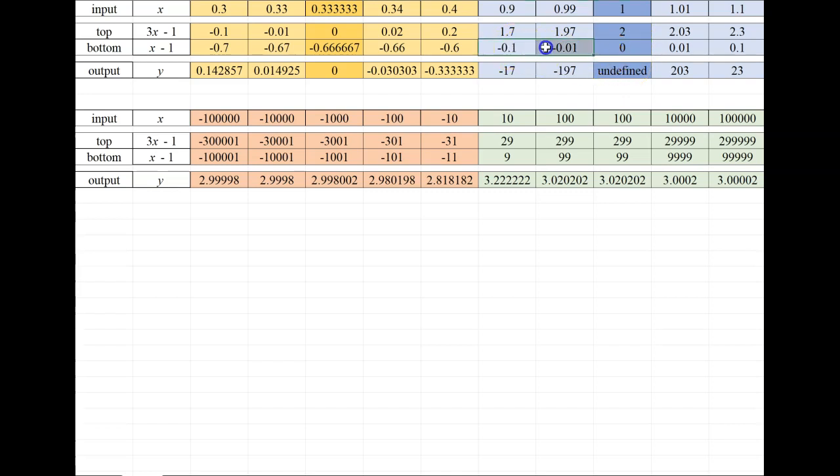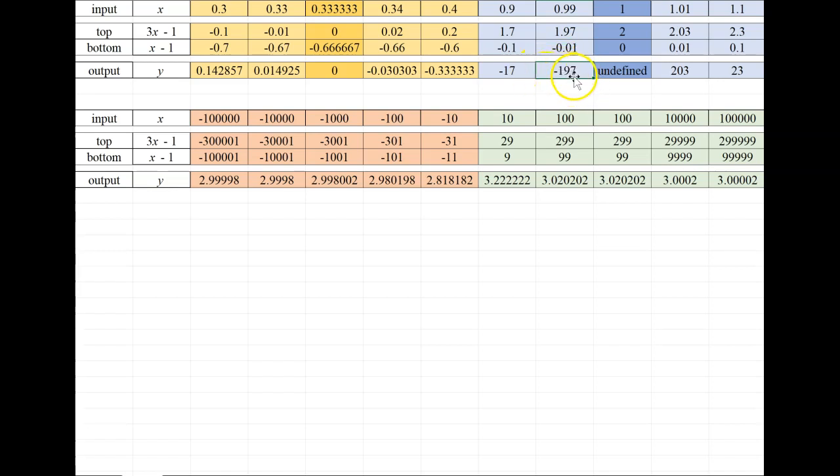And what happens is if you plug in tiny, tiny negative numbers, dividing by a very small number gives you a bigger number. And in this case, we have a positive divided by a negative, so it's giving us a bigger negative number. So when we're close to 0, I get something like negative 17. When we're really close to 0, I get negative 197. You could get even closer to 0 and you'd get an even bigger negative number.